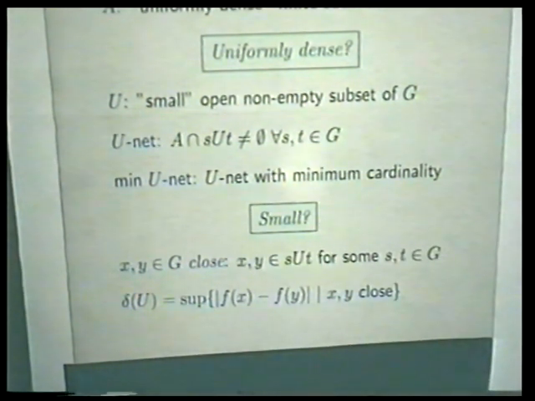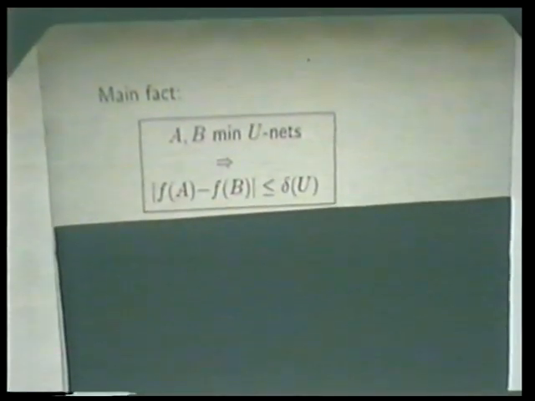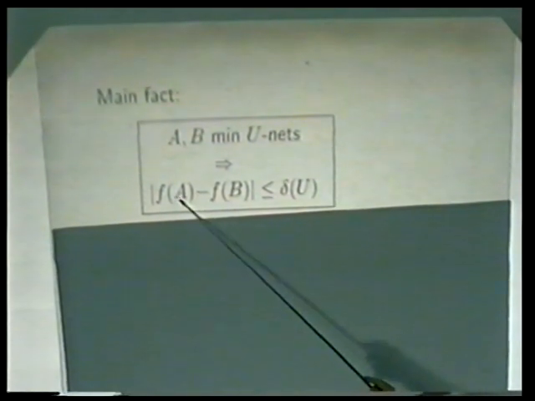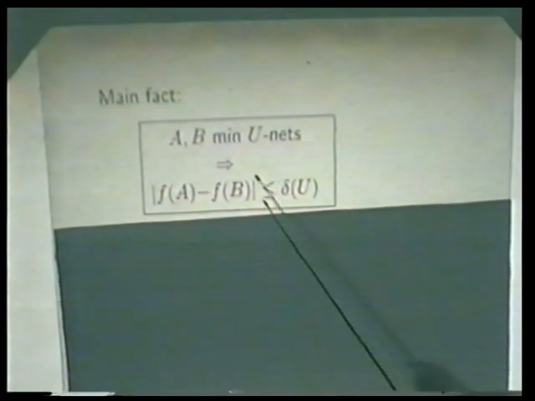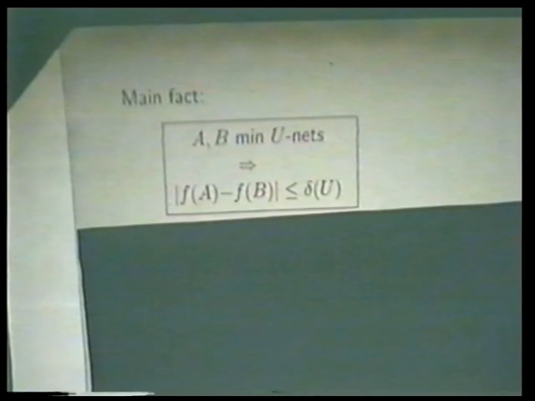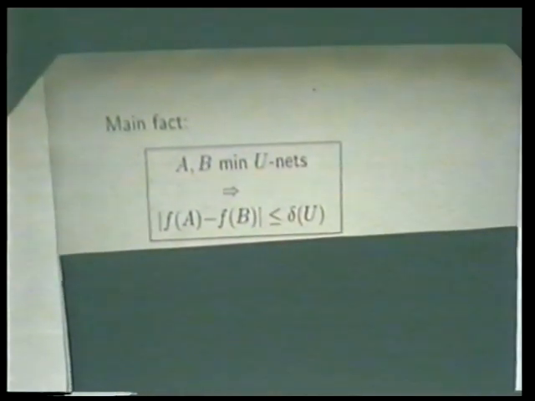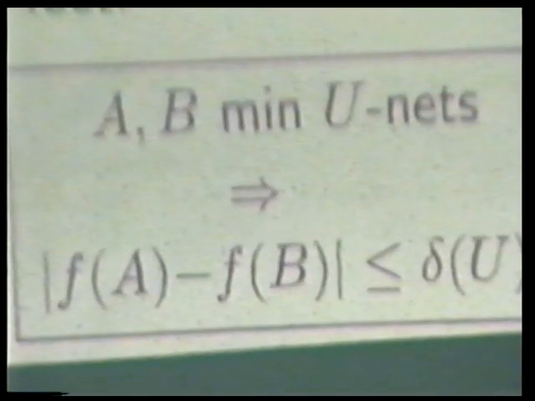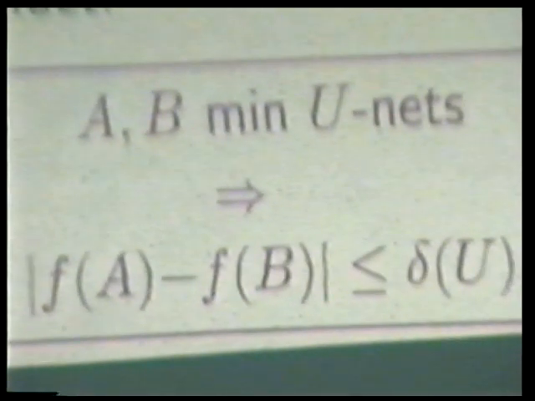And now I want to get to the discrete situation, or discrete result. The main fact is that this definition makes sense. In other words, if I average over one minimum U-net and over another minimum U-net, then the difference will be small. So if I prove this, then basically that's the end. That's where I will stop, because from then on, you have the definition, and the rest is very routine.